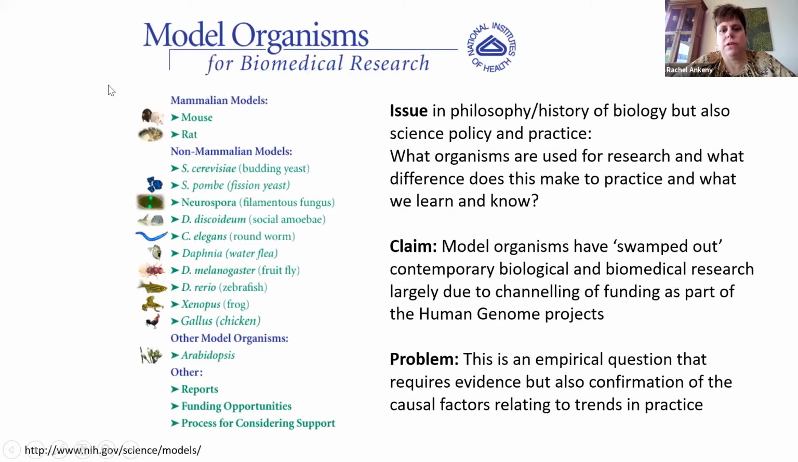What we're interested in, there's an issue in the history and philosophy of science which also affects science policy and even science practice, which is how do scientists choose which organisms to study? And how do those choices make a difference to what we come to learn and know from their research?